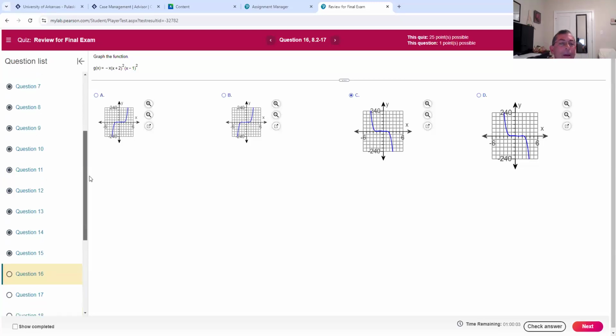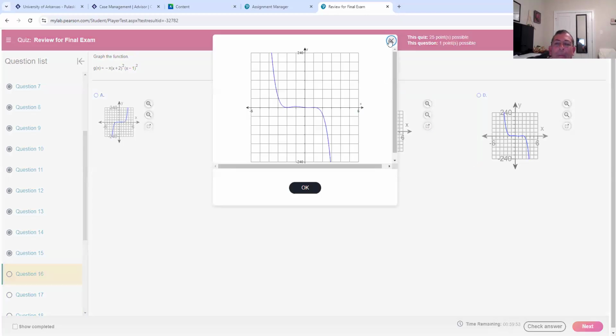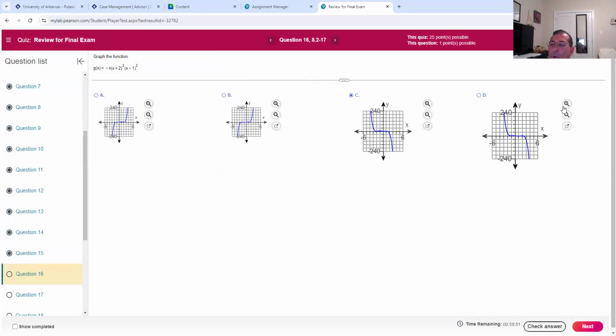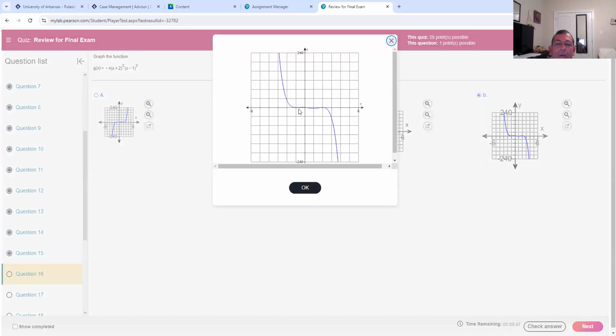The reason it's doing that is because my numbers were so small. So really zoom them out if you want to. And notice that's the only difference between C and D was what was happening where the hump was, okay?